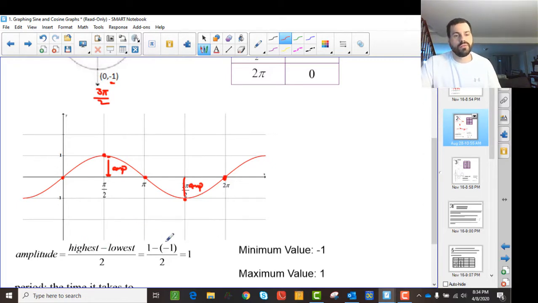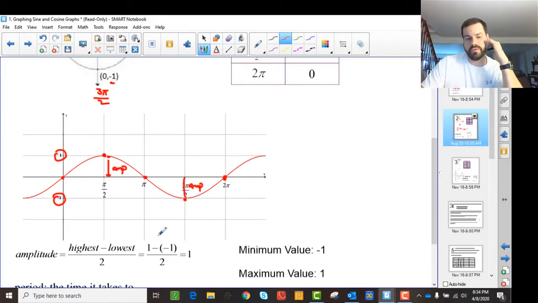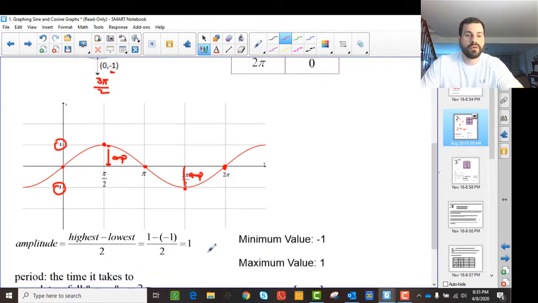So it's important to understand where the amplitude is coming from. And when we say highest, we're talking y value. So highest y value is 1, lowest y value is -1. And then you subtract them, so you get 1 minus -1, which is 2, and divided by 2 is equal to 1. Okay, so we have a max value of 1, a minimum value of -1, and an amplitude of 1.